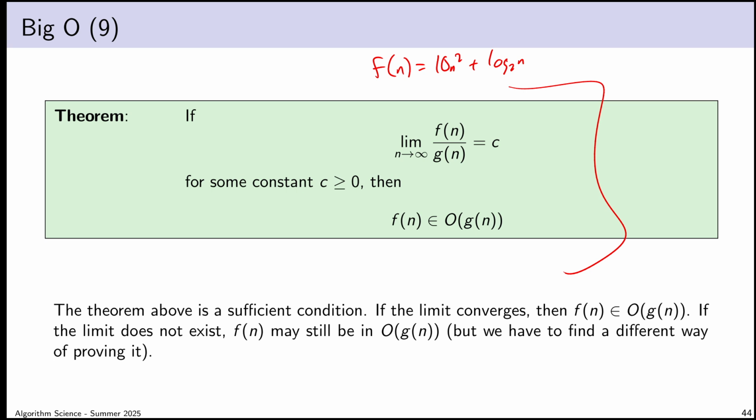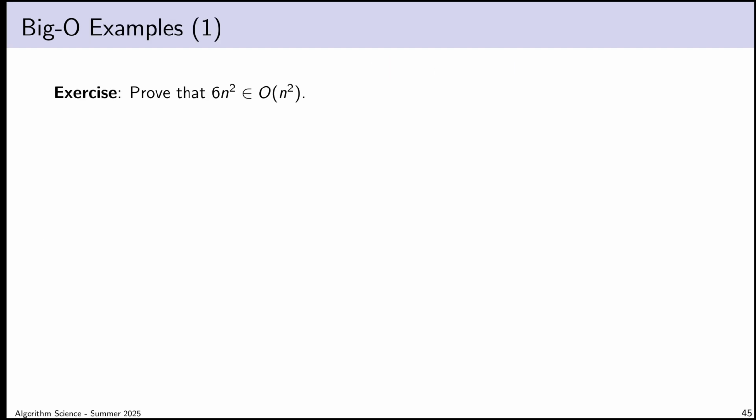So there could be cases where the limit doesn't exist and f is still big O of g. And so you can't draw any inference from the limit not converging. If the limit doesn't exist, that doesn't mean that f is big O of g or that f is not big O of g. It just means nothing. But if the limit does exist, then you can use that and you can employ this theorem.